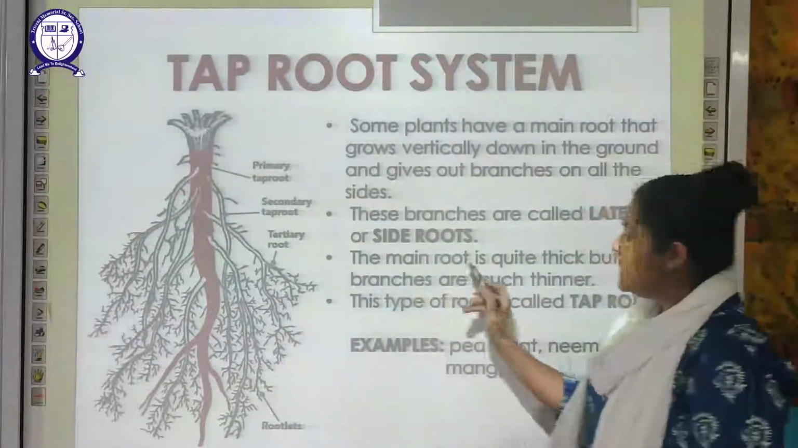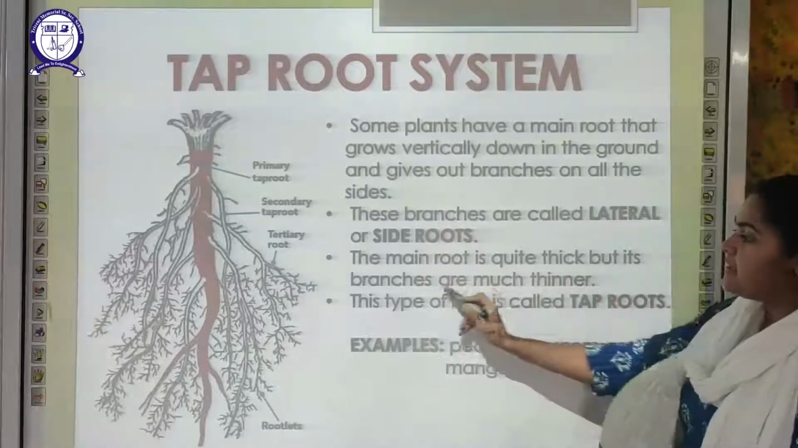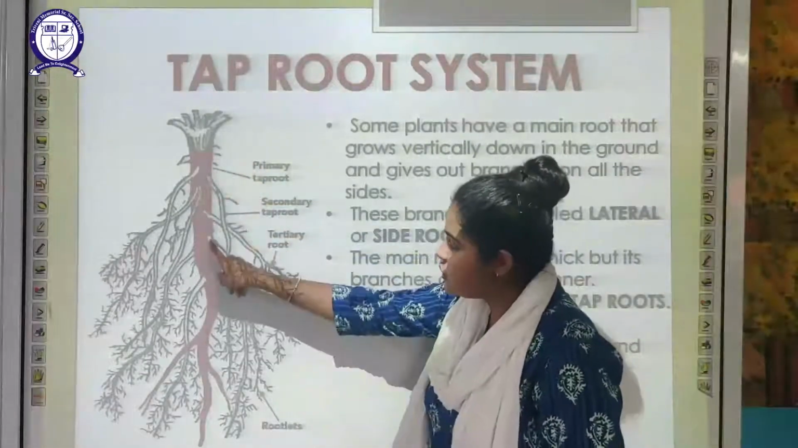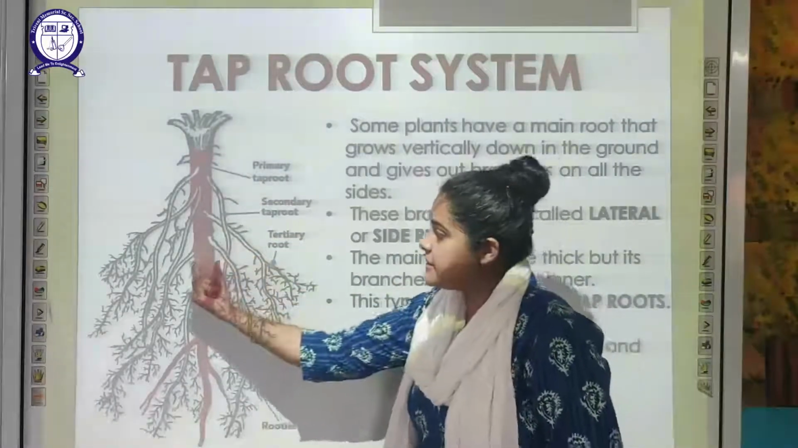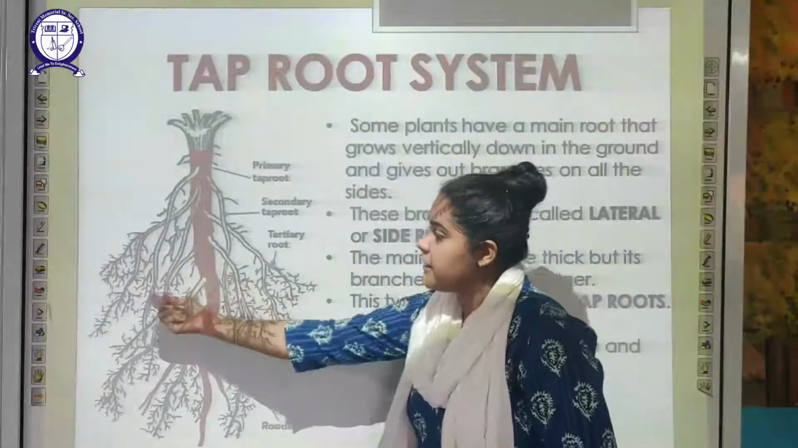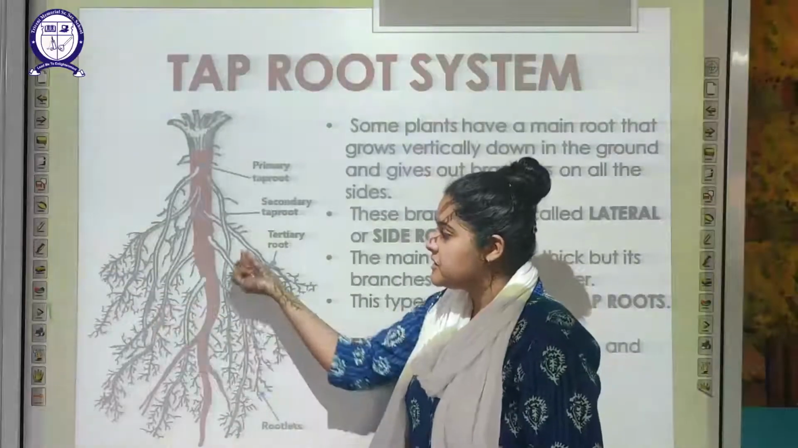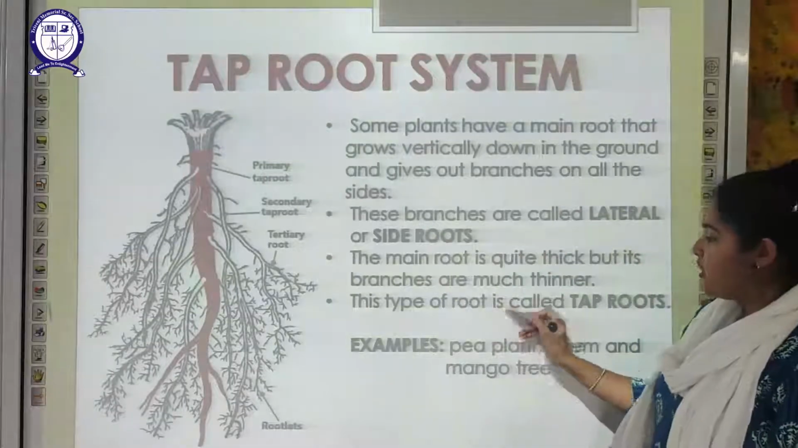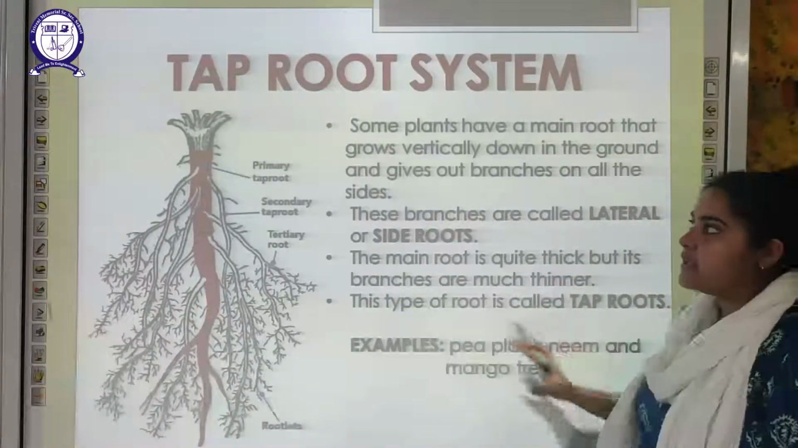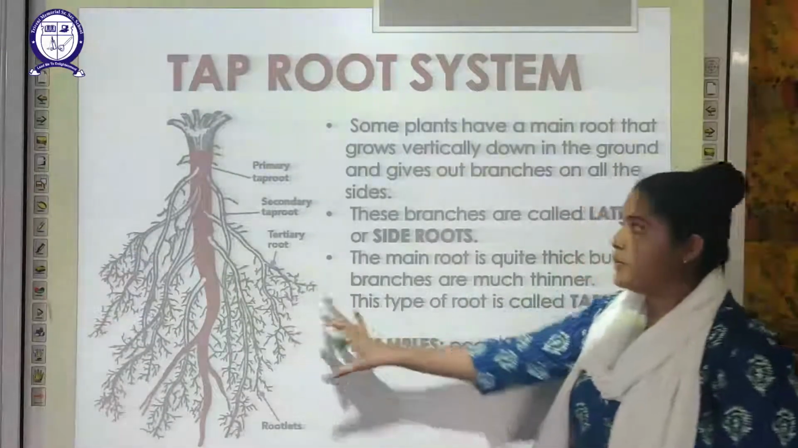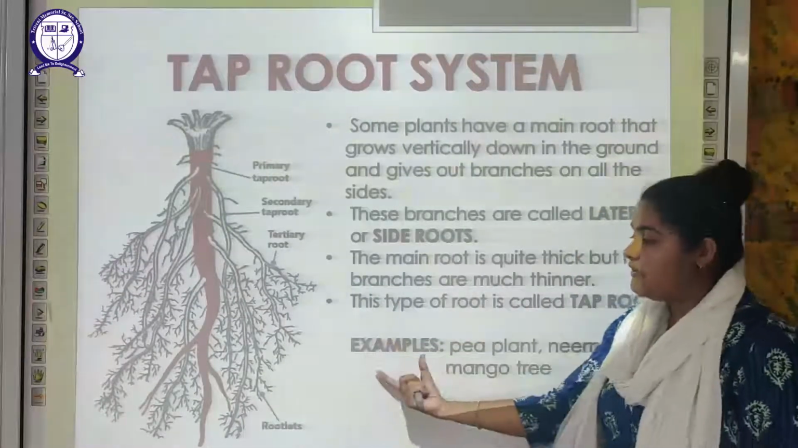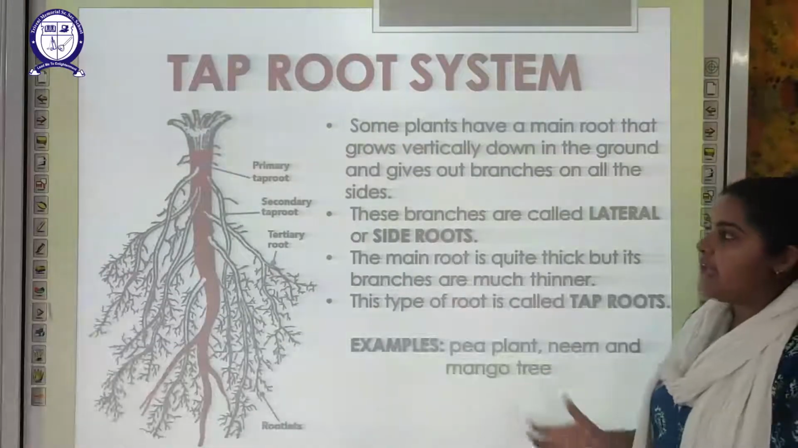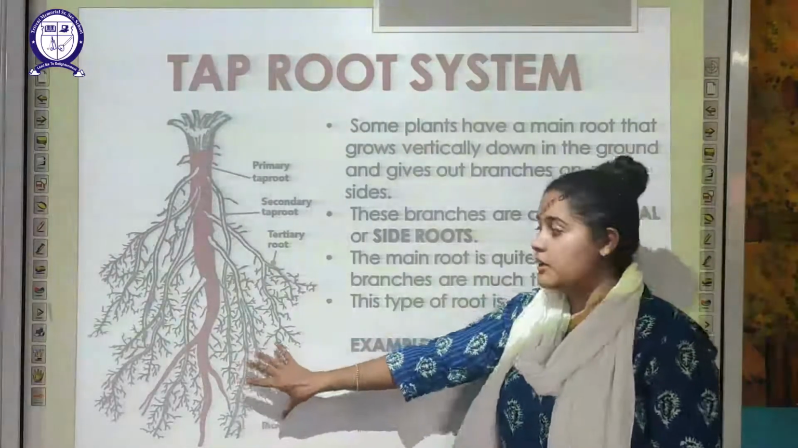The main root is quite thick, but its branches are much thinner. As you can see here, this red portion which I have shown you is the main root, and it is thick as compared to the ones coming out from the lateral branches. They are thin in comparison to the main root. So this type of root is called a taproot system. We have to understand the various examples for this. The pea plant, neem and mango trees are examples which have the taproot system.